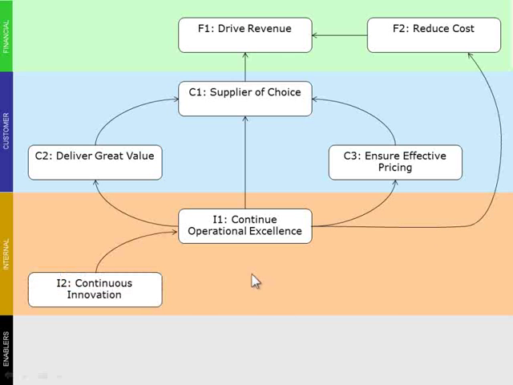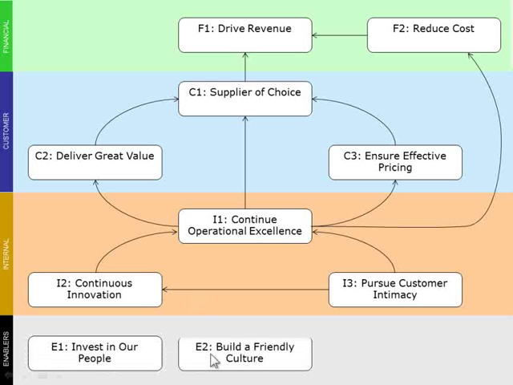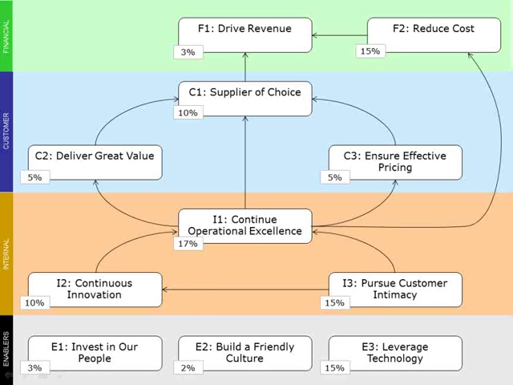To improve our operations, there's a couple of things we need to do: continually innovate and pursue customer intimacy. And in fact, if we pursue customer intimacy, that will also tell us where we need to innovate, all of which support improving our operations. Underpinning that are objectives like invest in our people, build a friendly culture, and leverage technology. So this is a strategy map that tells us our overall objectives.